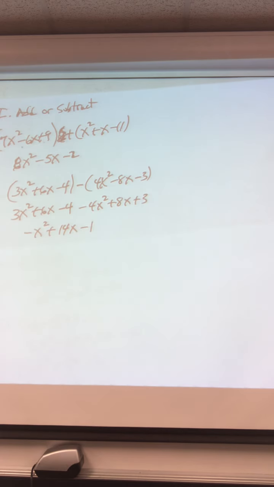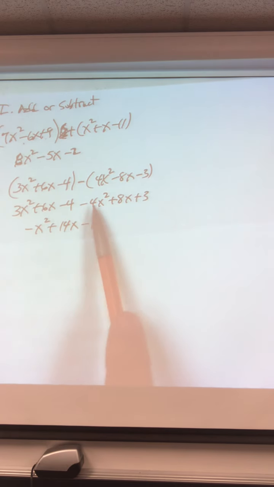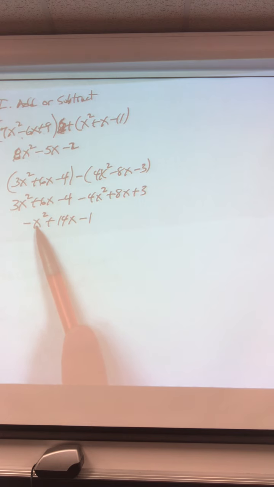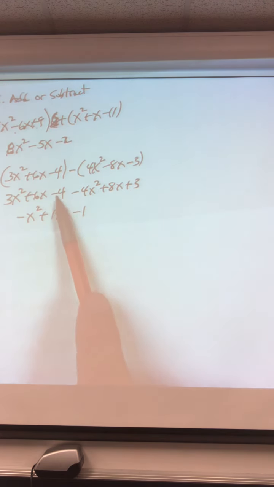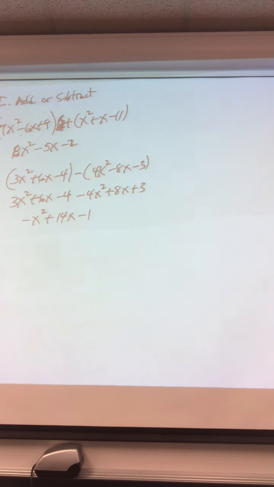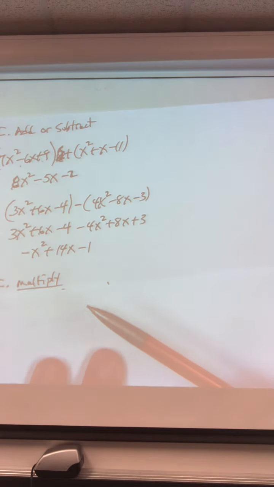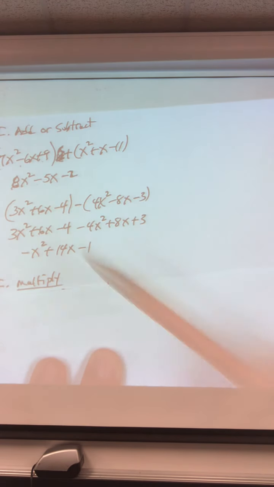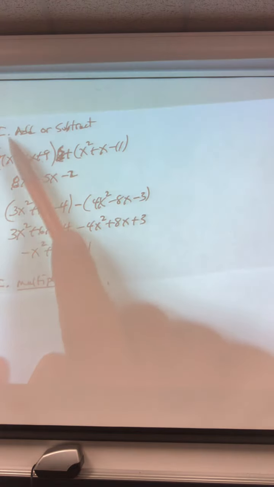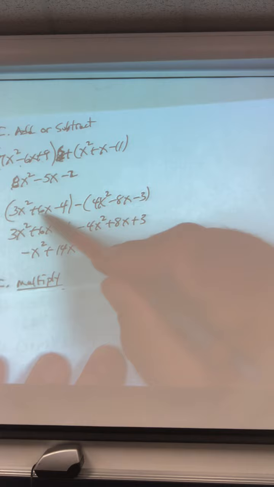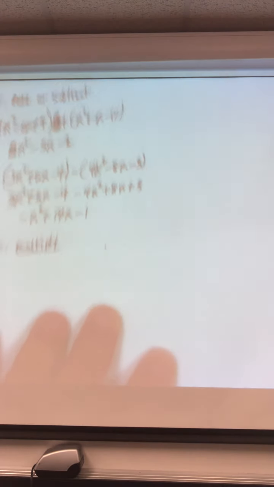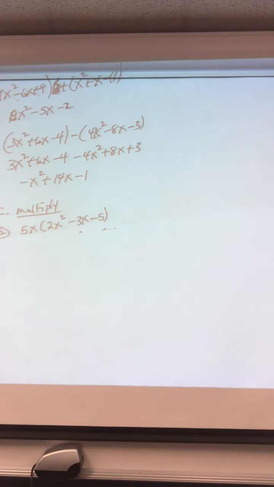Now add your like terms together. 3x minus 4x is negative 1x. 6x plus 8x is plus 14x. And negative 4 plus 3 is minus 1. So here I added 2 polynomials. Here I subtracted 2 polynomials. Now I don't have to say add or subtract. The fact that big old plus sign is right there and that minus sign is in between them automatically means subtract. Same thing in this next one.